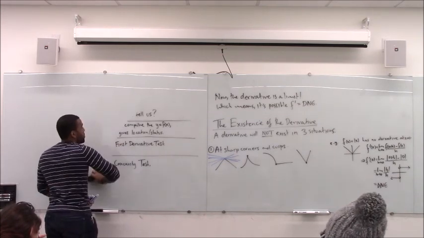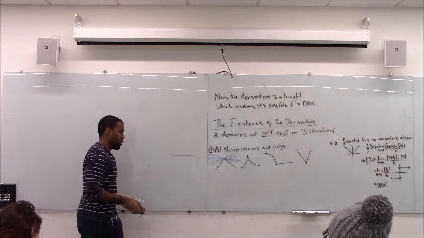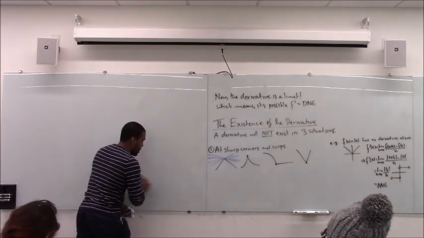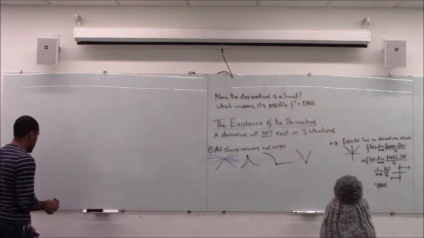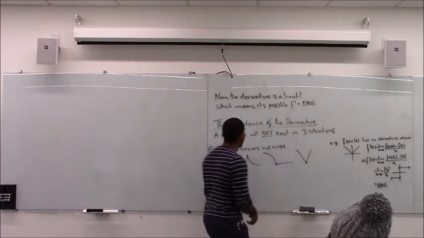To be fair though, if there's a sharp corner, that would be considered a critical point as well, because that would be a situation where the derivative is not defined. It's still something that you have to look at, but you should just know, don't waste your time trying to find the derivative.